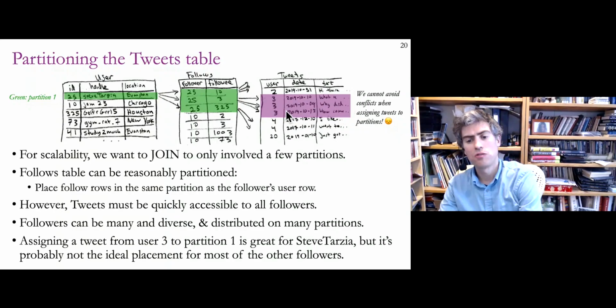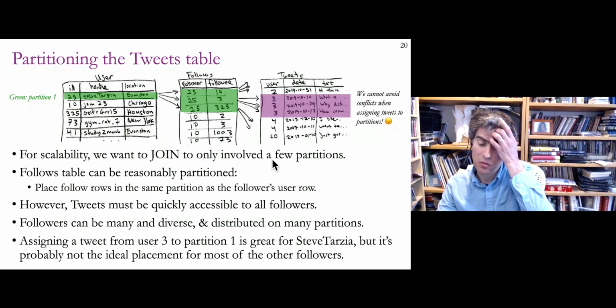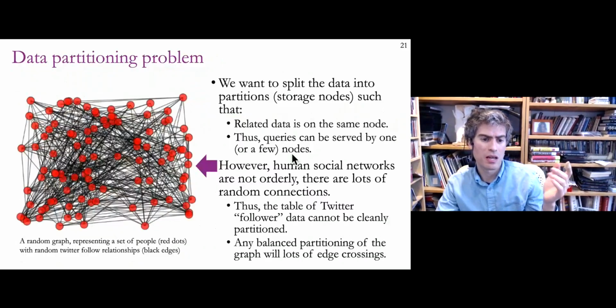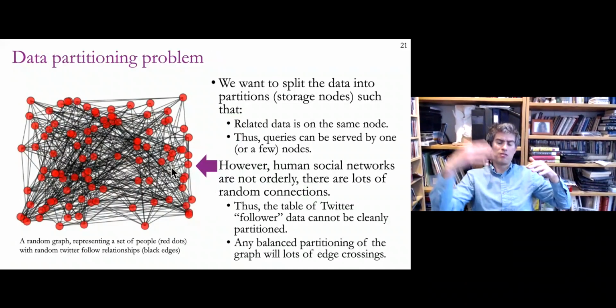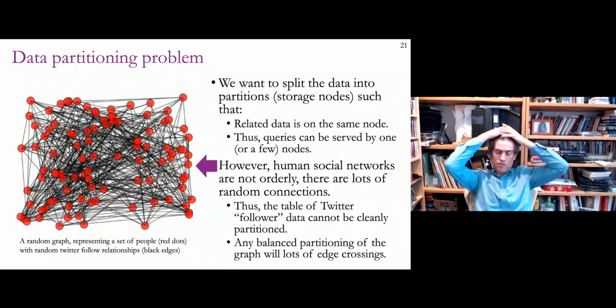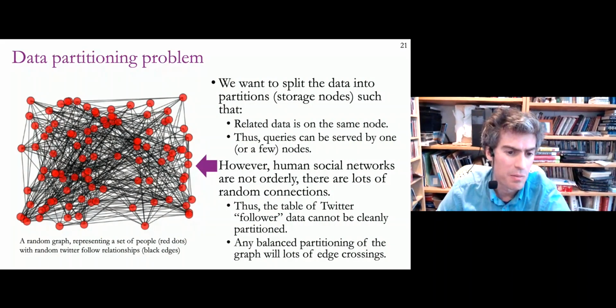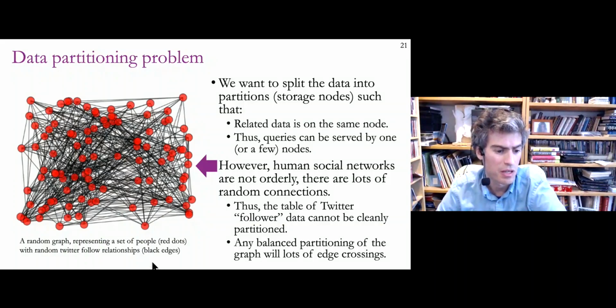But for anyone else who follows that user, they would have to also be in the same partition, right? So to make these requests, these joins involve only one or a few partitions, everyone who sees these tweets has to be in the same partition. If we take the transitive relationship of those follows, there's no way to do that without putting everyone in the same partition, and then we lose scalability.